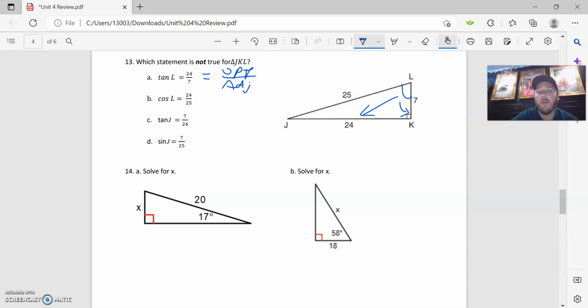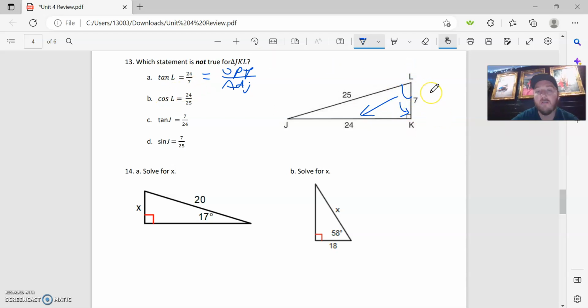So in that case, the opposite side for L is 24. The adjacent, or the side next to, is 7. So that checks out. 24 over 7 is in fact the opposite of L, and the adjacent side next to it, 7.